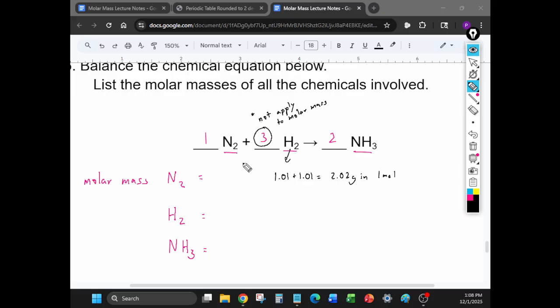A lot of people mess that up and they get points off on their assignment. This number is only for balancing. It is not for molar mass. Okay, so when you add it up, do not multiply this by 3 and do not multiply this by 2. This is just for the balancing. Okay, just want to give you a heads up on that.